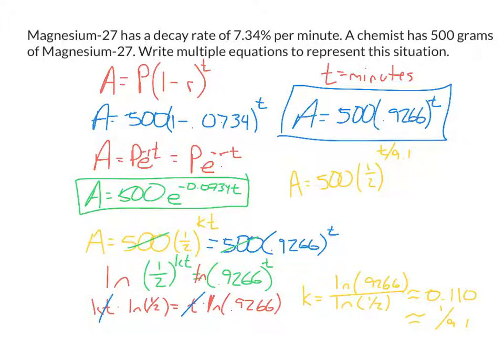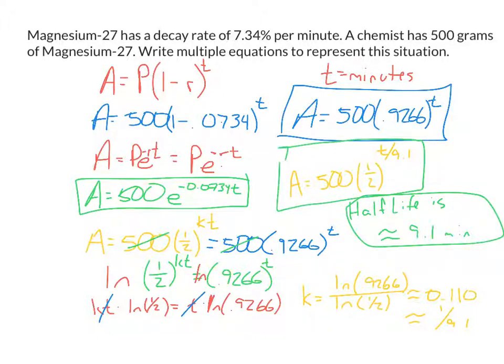So a value of T equaling 9.1 would mean I'd have 1/2 to the first power, so I'd be cutting my 500 in half. And so that tells me that our half-life is approximately 9.1 minutes. Okay, so that gives us information about half-life, and so there are 3 different equations right there to represent this information, just knowing how much we started with and our rate of decay. Okay, we are done.